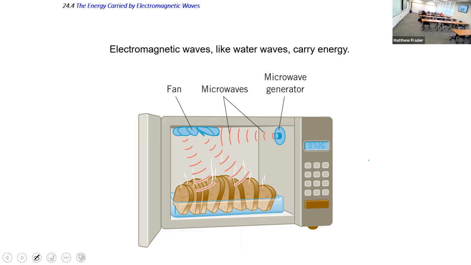Light waves carry energy like any other wave. If it didn't, your microwave wouldn't cook your food. Which, by the way, if you want to measure the speed of light in a microwave, you need one of these big novelty-sized chocolate candy bars. Put it in there, take the turntable out.